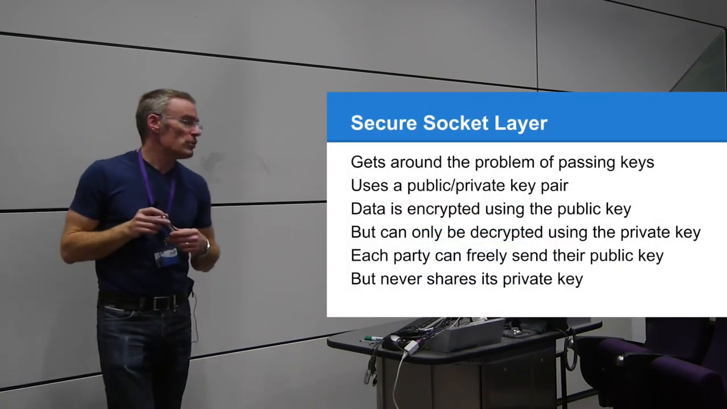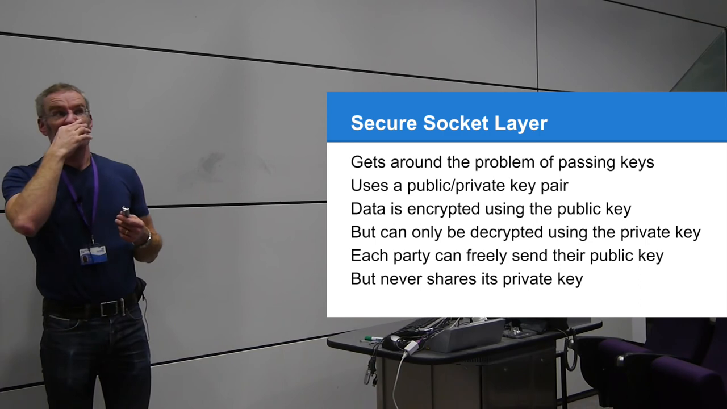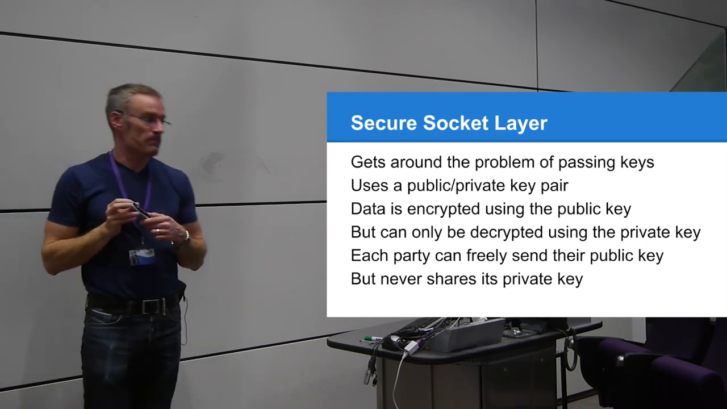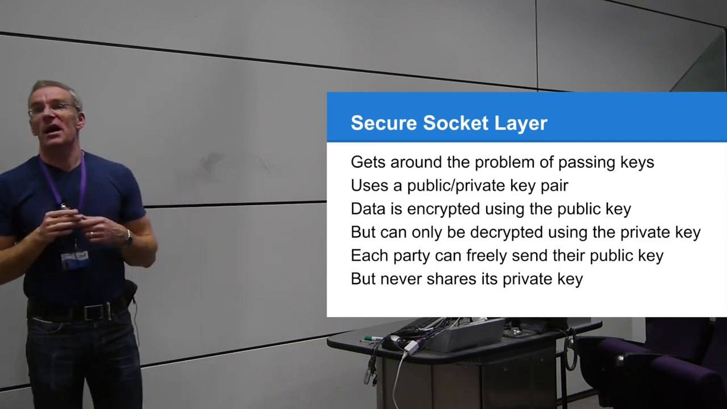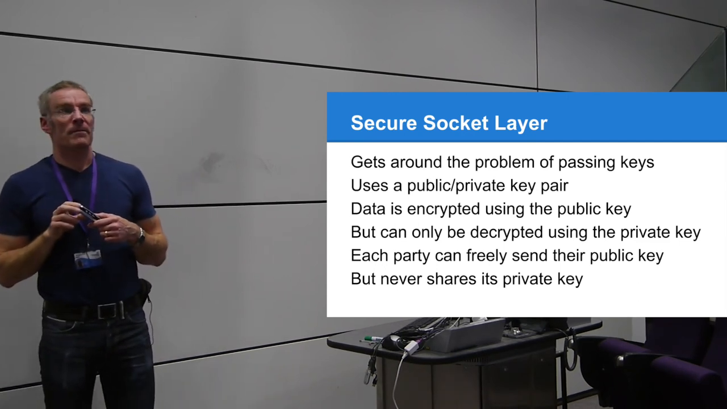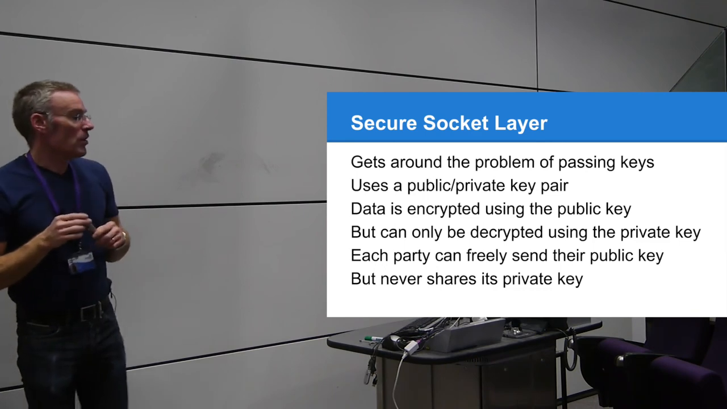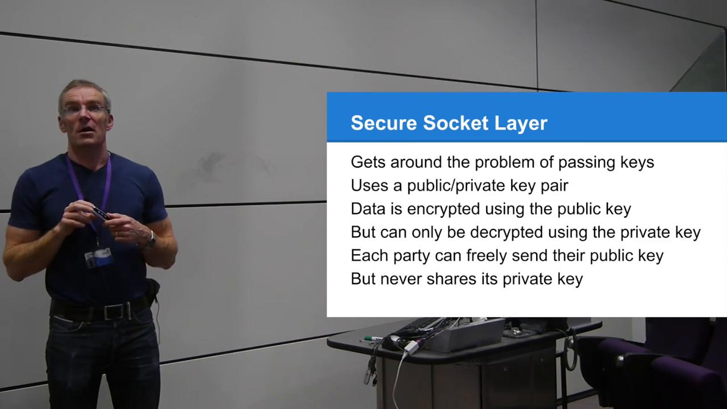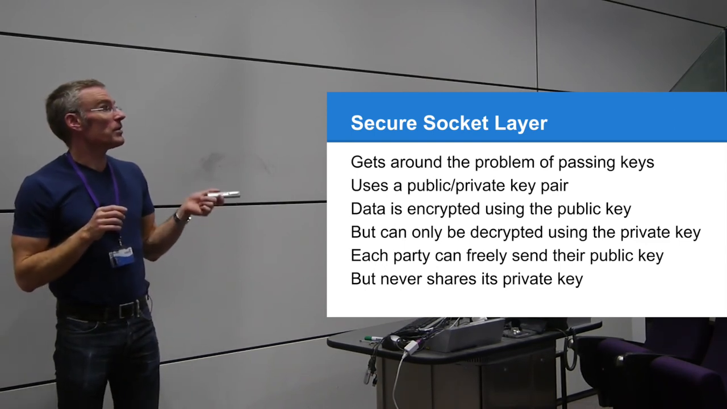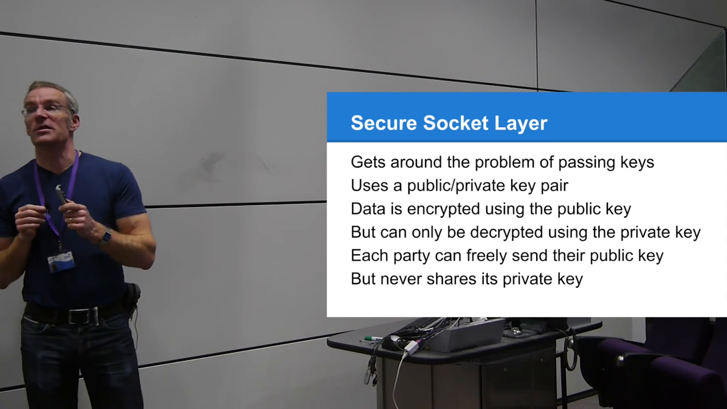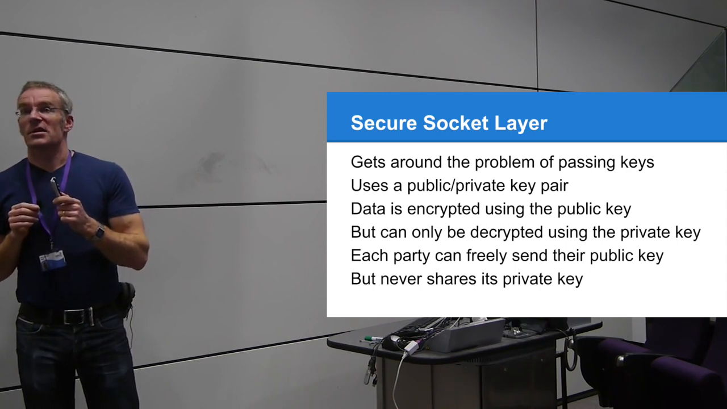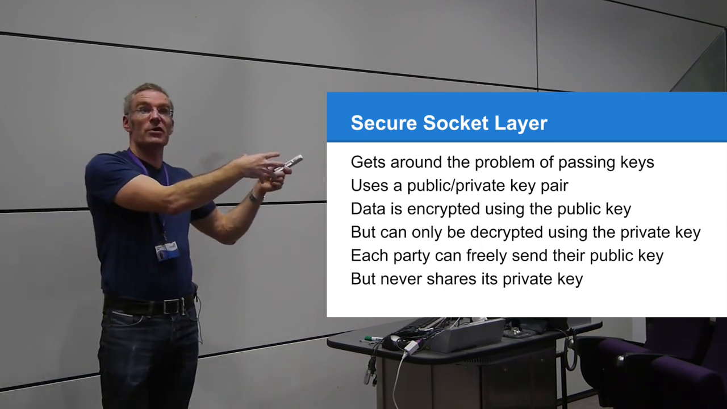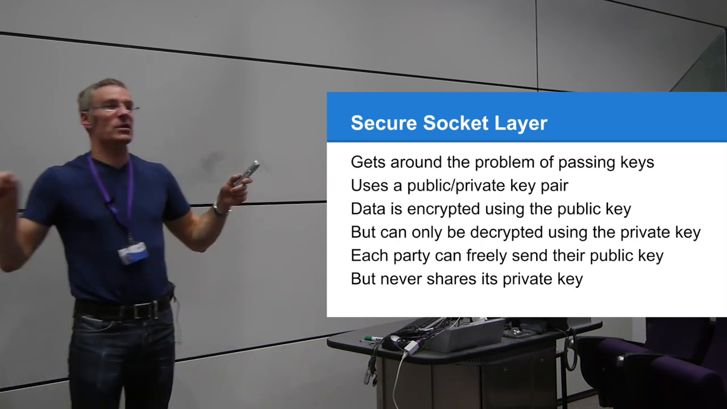We use two keys. There are two keys associated with every user using SSL. There is a public key and there is a private key. Now, let's get this the right way around. You encrypt your data using the public key. But you can't decrypt the data with the public key. You have to use the private key to decrypt it. So Amazon can quite happily send you their public key. You can encrypt your username and password using their public key. Only Amazon has the private key.